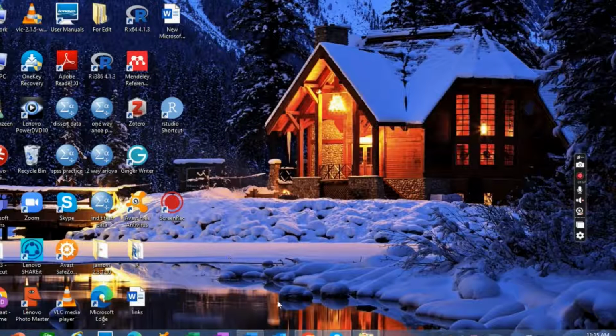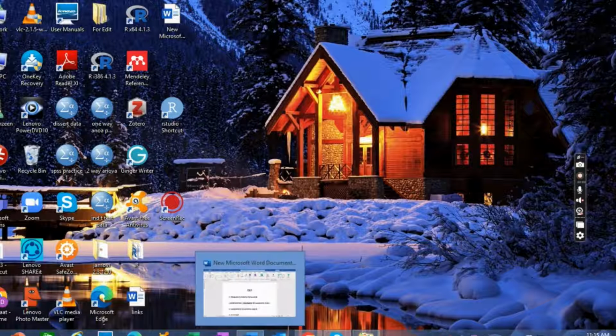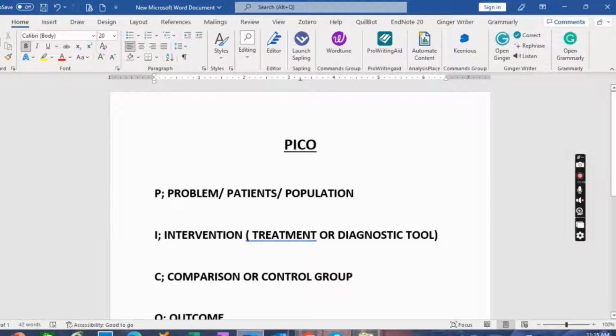So we will work on the concept of a PICO question. What is PICO? Now we'll see. This is a simple Microsoft Word document, and I have made a temporary document just to help you learn. So this is PICO. Just follow my arrow.